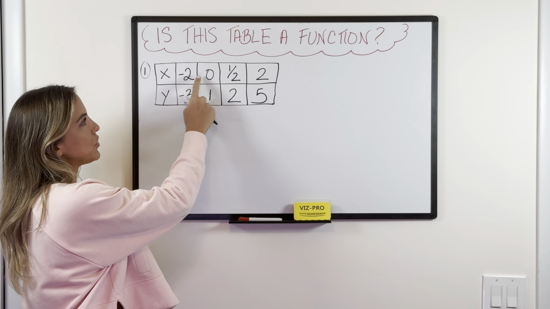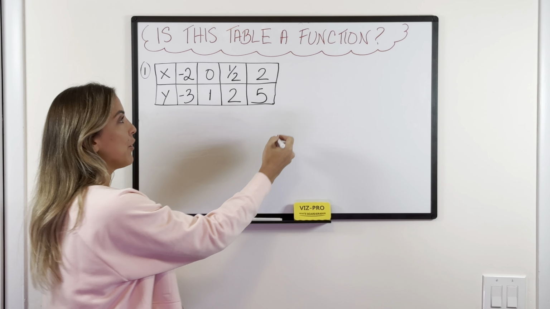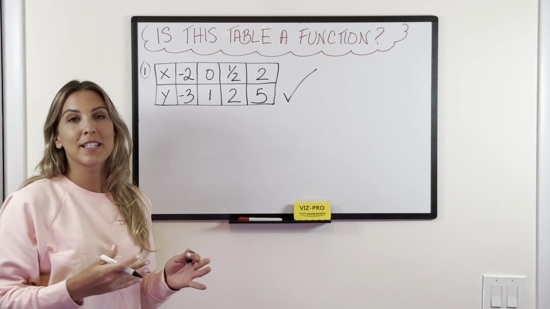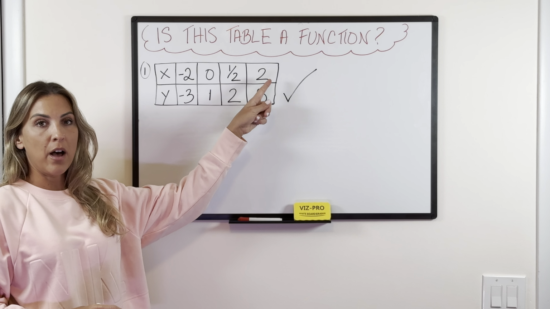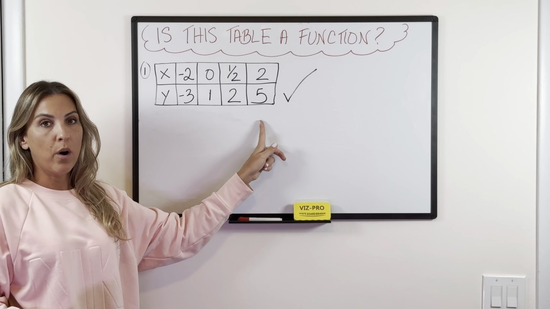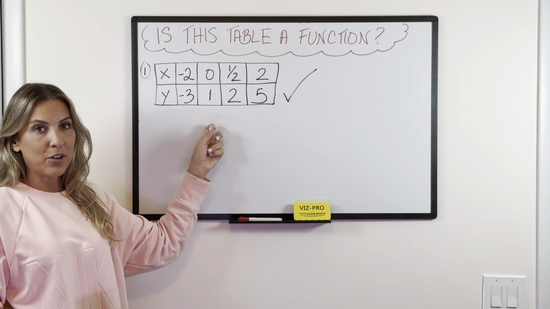So I have a -2, a 0, a 1/2, and a 2. None of the x values repeat, and therefore, this is a function. It's as simple as that. A function is a relation in which every x value is assigned to only one y value. So because none of the x values repeat, this is a function.